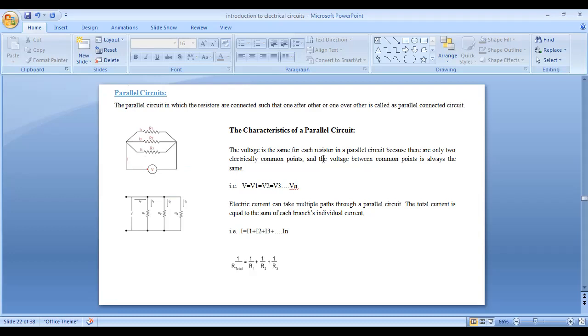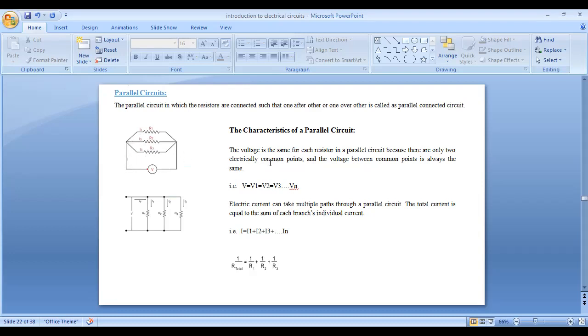The characteristic of a parallel circuit is that the voltage is the same across each resistor. The voltage drop across each resistor is the same, but the current is going to be divided. See here we have two terminals, and at these two terminals the voltage is the same because the input voltage should be equal to the output voltage. So the voltage is the same across each resistor, but the current is divided.